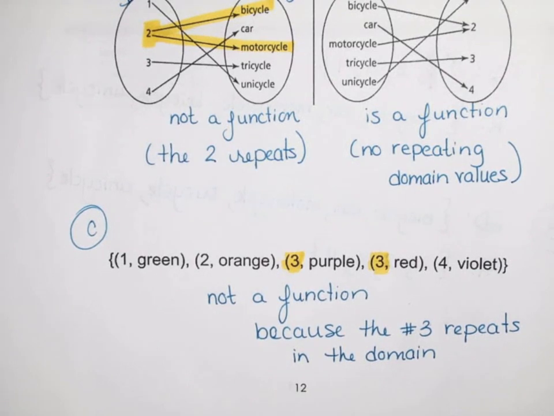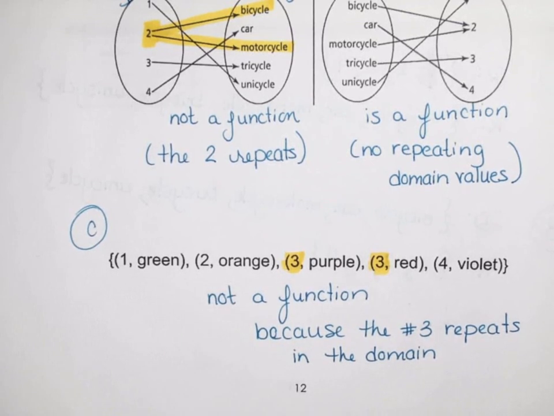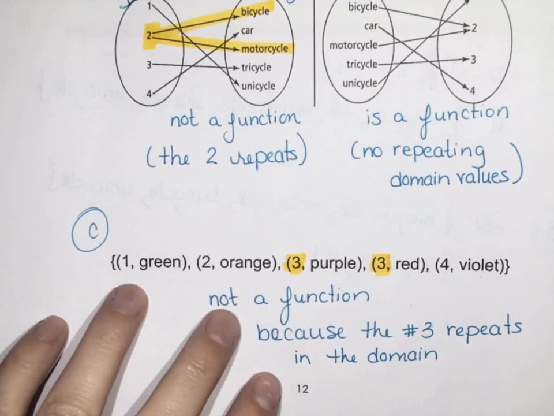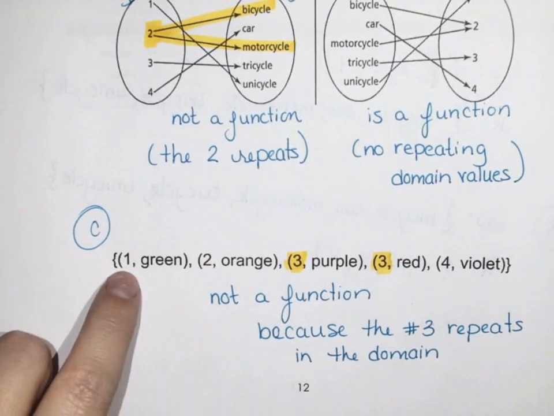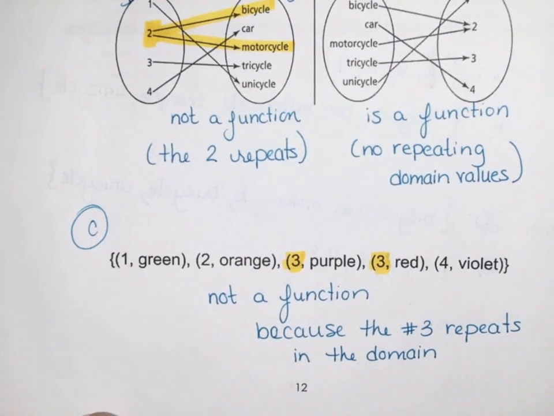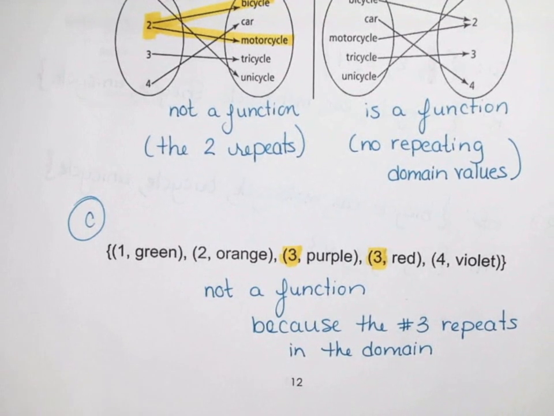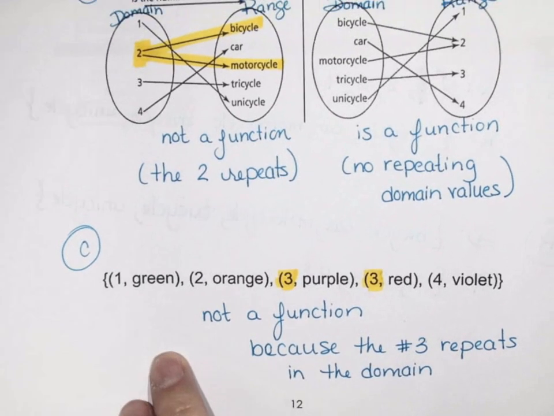Okay, so the 3 repeats in the domain. Remember that the first set gets repeated. And you did this yesterday. That's why you broke down. That was the purpose of doing yesterday's assignment. You took the information from a table and you put it into the ordered pairs. So we know if we were to put this back in a table, it would be 1, 2, 3, 3, 4, and then green, orange, purple, red, violet, right? Like that would be what we would do based off yesterday. Okay, so now we're trying to figure out whether they're functions or not functions.